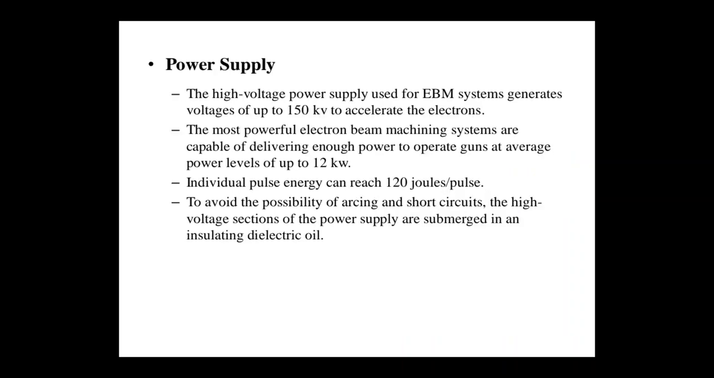Now the second component, that is the power supply. For EBM, a high voltage power supply is used. Voltage up to 150 kilovolt is required to accelerate the electrons. The most powerful electron beam machining systems are capable of delivering enough power to operate guns at an average power level of up to 12 kilowatt. Individual pulse energy can reach 120 joules per pulse.